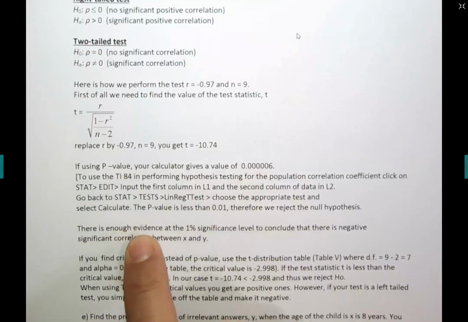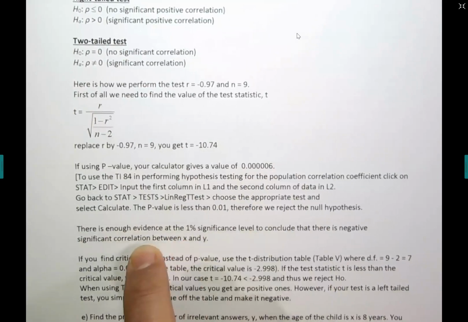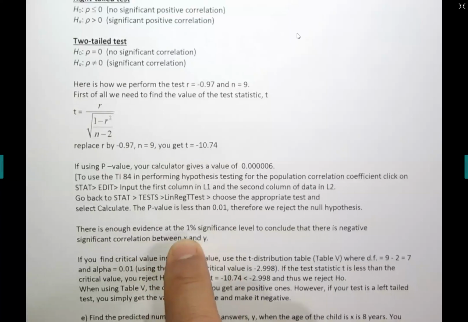And then there is enough evidence at the 1% significance level to conclude that there is negative significant correlation between X and Y. I prefer, guys, to write X as the age of the child and, instead of Y, write the number of irrelevant responses.